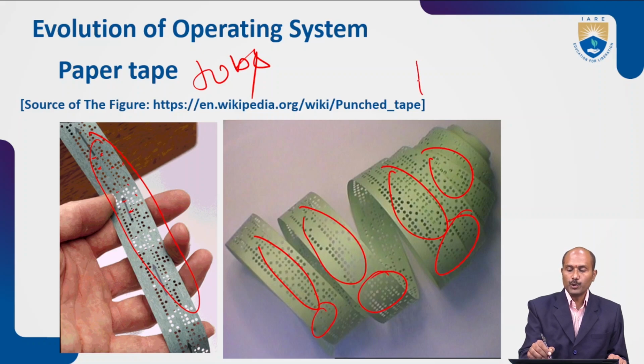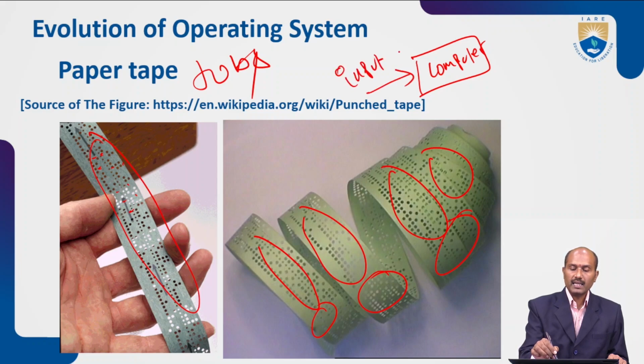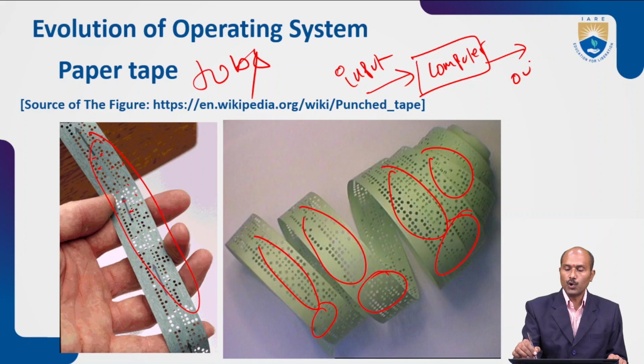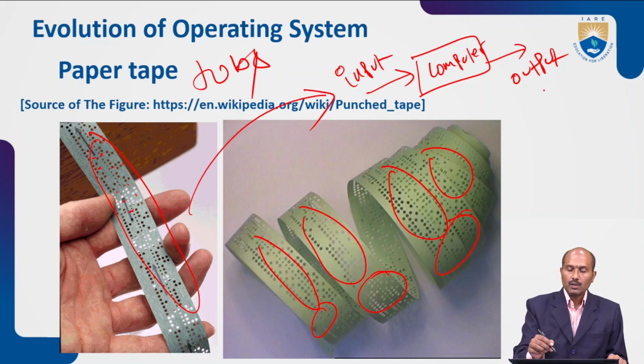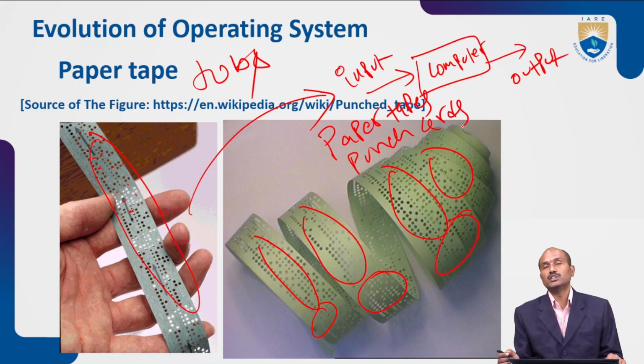A computer takes input and produces output. So the input is taken from the punch cards, and the computer produces the output. Paper tapes and punch cards are both input to the computer, which gives the output.